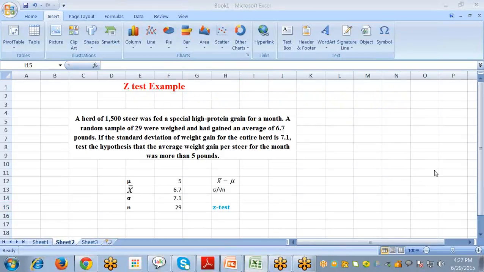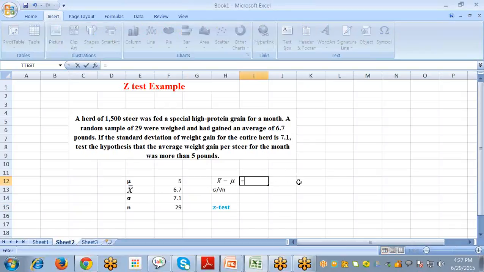A herd of 1500 steer was fed a special high protein grain for a month. A random sample of 29 were weighed and had gained an average of 6.7. So we have the average x bar as 6.7 and the total number of samples will be 29. If the standard deviation of weight gain for the entire herd is 7.1, so 7.1 will be our standard deviation. Test for the hypothesis that the average weight gain per steer for the month was more than 5 pounds, so mu will be 5.